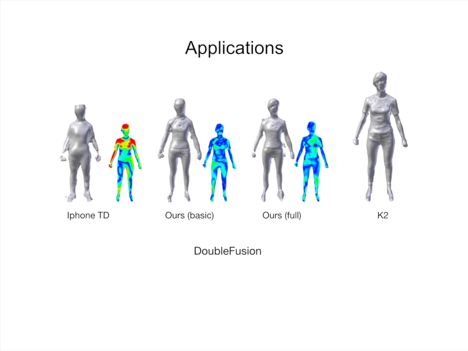Next, we use the proposed method for human body reconstruction and tracking applications. We applied the DoubleFusion algorithm to raw TrueDepth data, raw Kinect v2 data, and to the data obtained by applying the models to the TrueDepth data. As you can see, denoising with our method significantly improves DoubleFusion reconstruction if compared to the result based on the raw TrueDepth data.